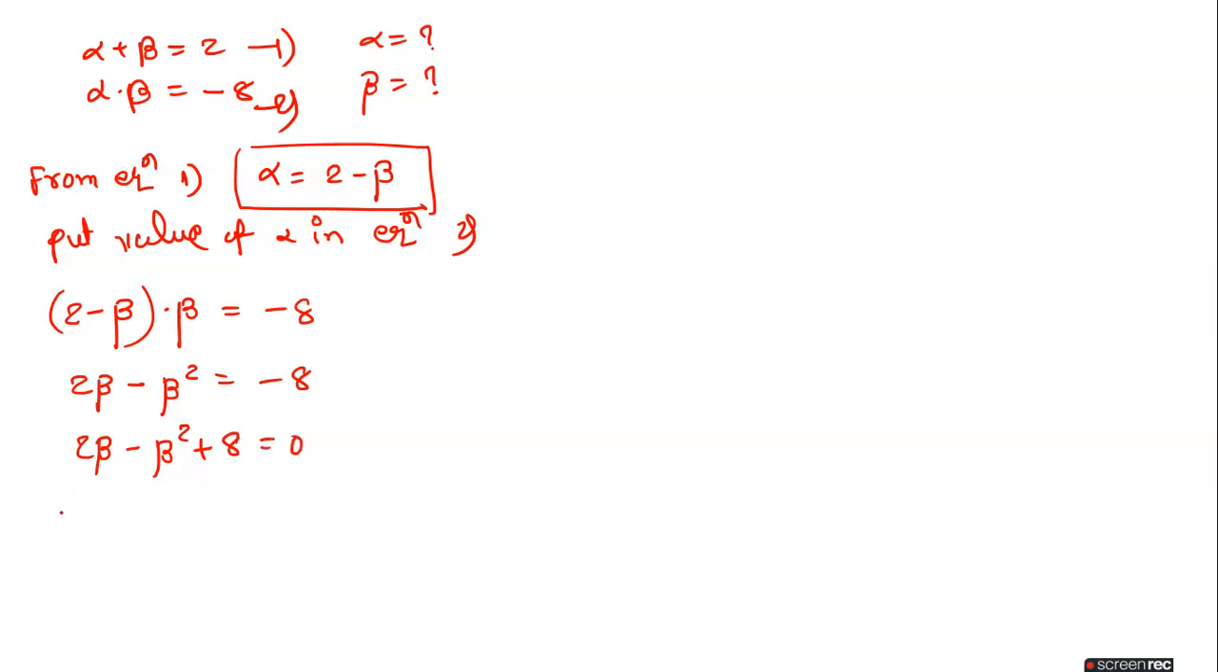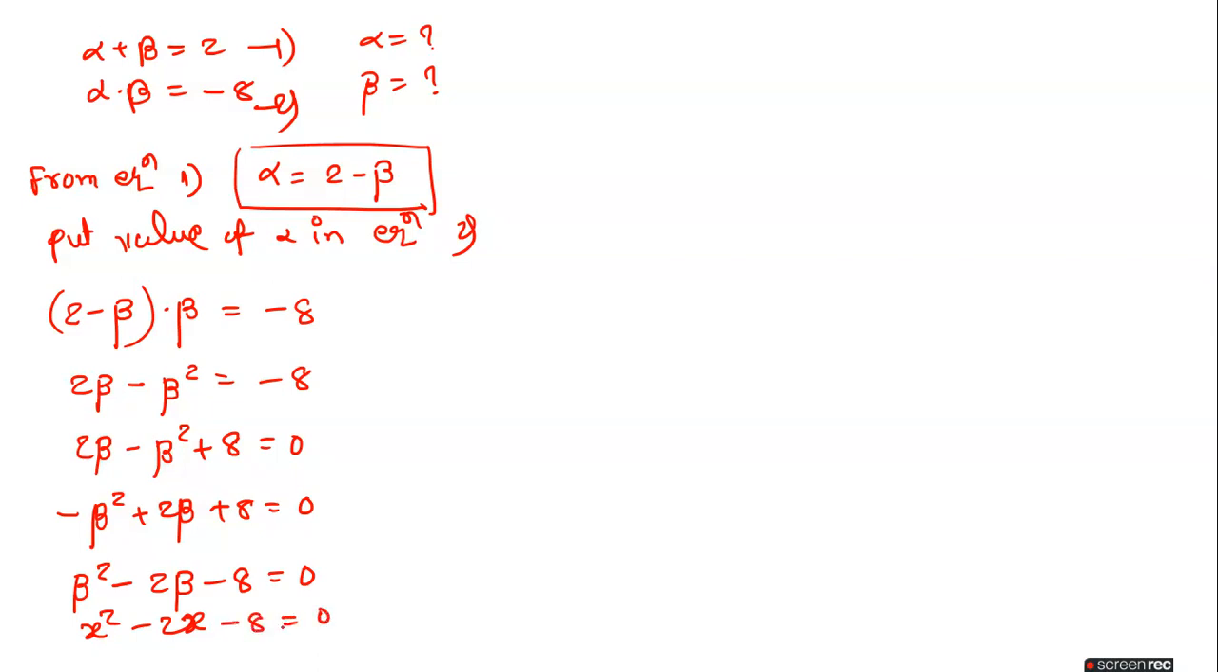Let me write in proper manner. Minus beta square plus 2 beta plus 8 is equal to 0. Still not satisfied, because this is not the traditional way to write. The first term should be plus only. So beta square minus 2 beta minus 8 is equal to 0. Now let us change the variable. X square minus 2x minus 8 is equal to 0.